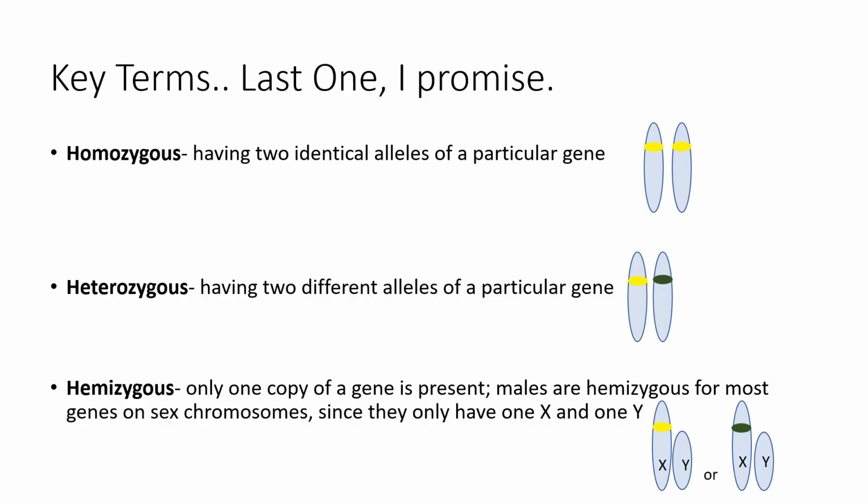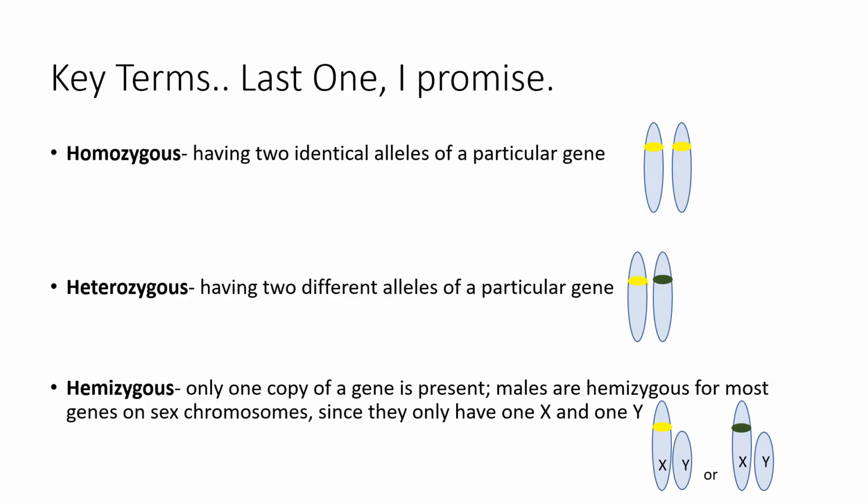This slide is mercifully the last of the vocabulary marathon, but it's important. Homozygous means two identical alleles for a gene. Heterozygous means two different alleles for that gene. And hemizygous means only one copy of a gene is present. This last one is especially important for sex-linked disorders.